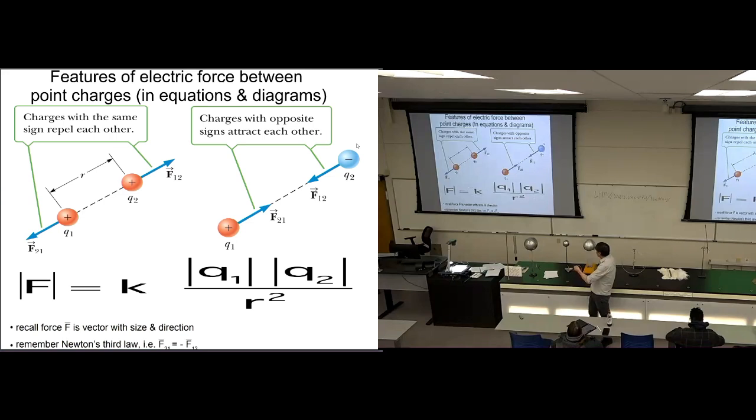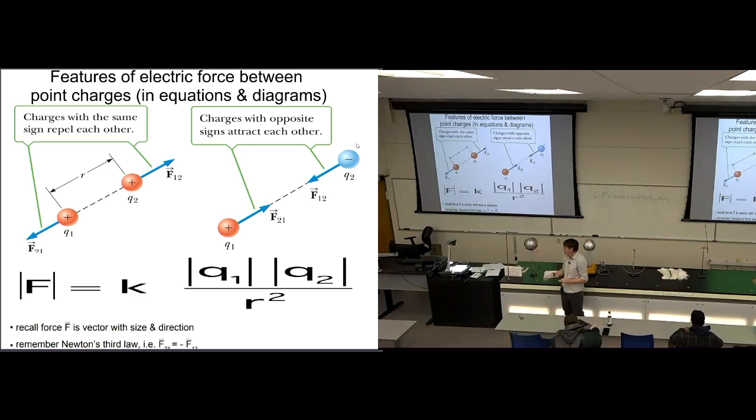Here's an equation. This is Coulomb's law. This equation describes the strength, the size, the magnitude of the force. That's why I put the vertical bars here. That means magnitude. That means size. How big the force is. It means I'm not writing down this equation describing the direction right now.